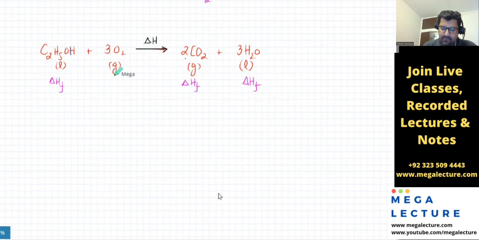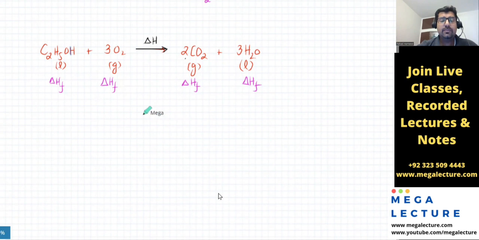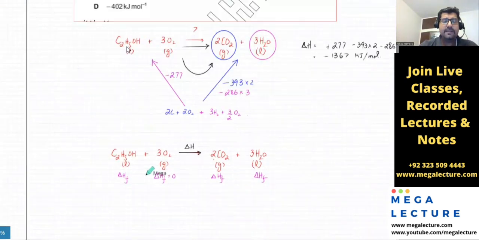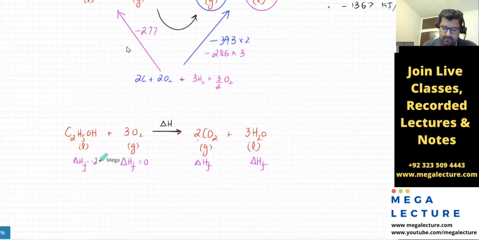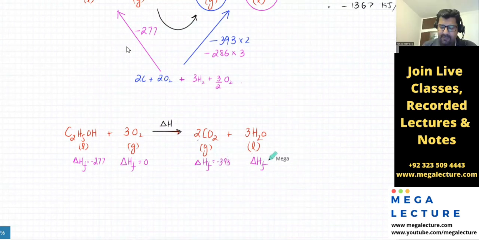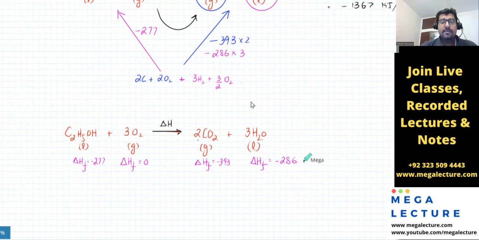And the enthalpy of formation of oxygen is 0. Remember, elements don't need to be formed, so their enthalpy of formation is 0. So I'm going to plug in the data. Enthalpy of formation of ethanol was minus 277. Enthalpy of formation of carbon dioxide was, I guess, minus 393. And enthalpy of formation of water was minus 286. So not multiplied by 2, I'll do that. It's going to be multiplied by 2.